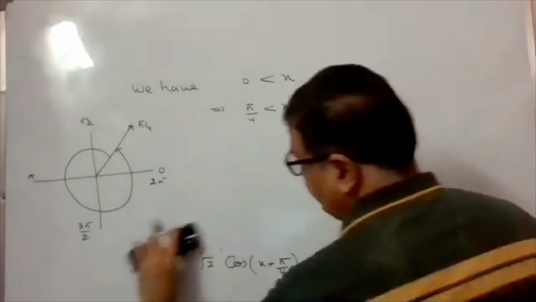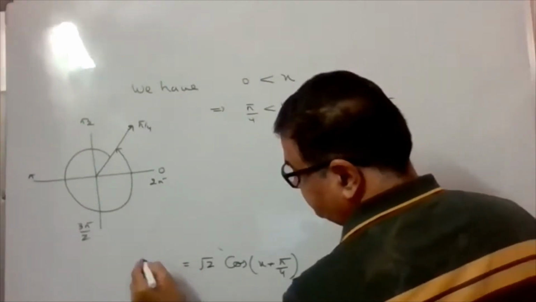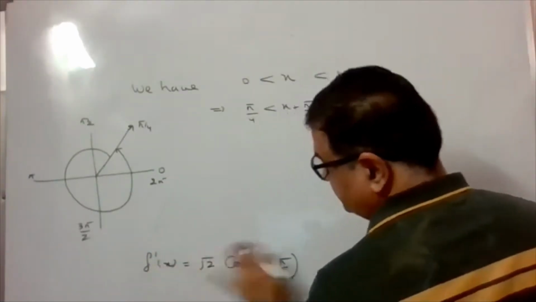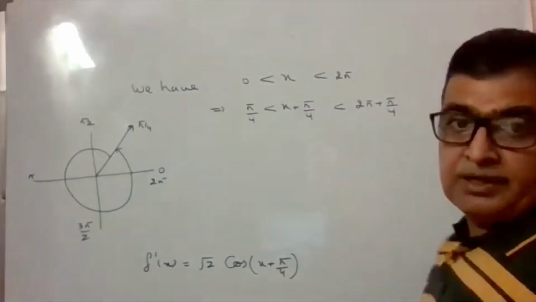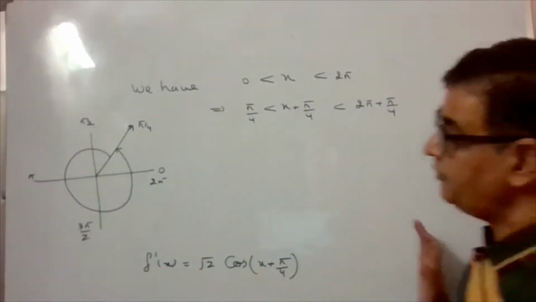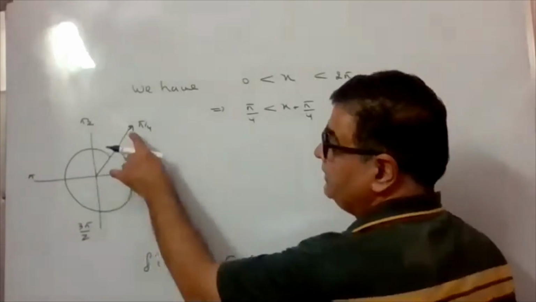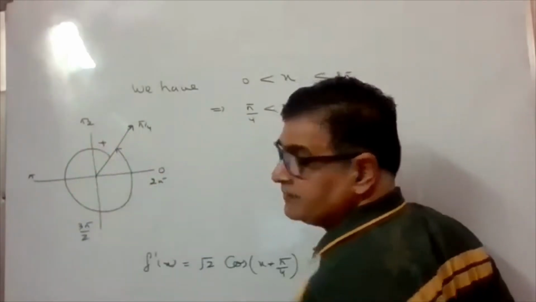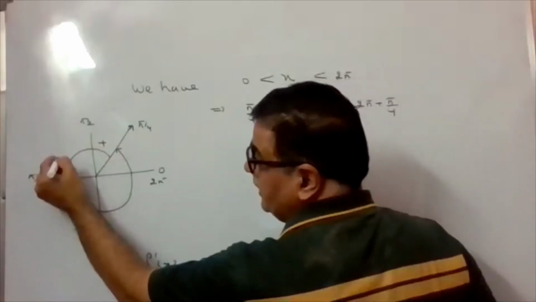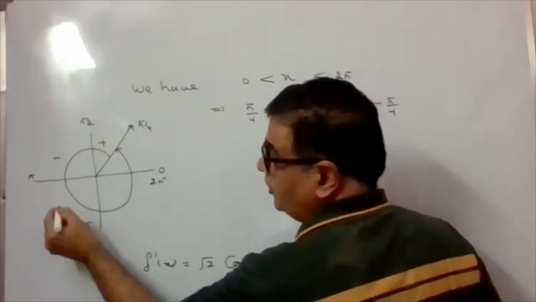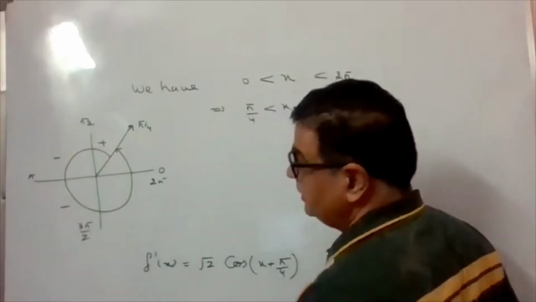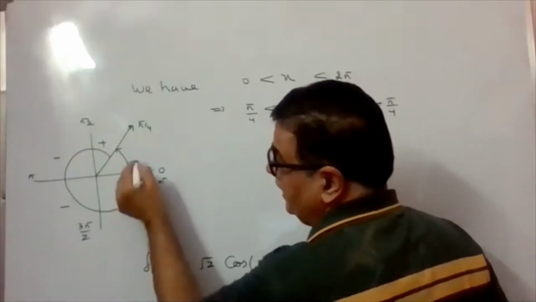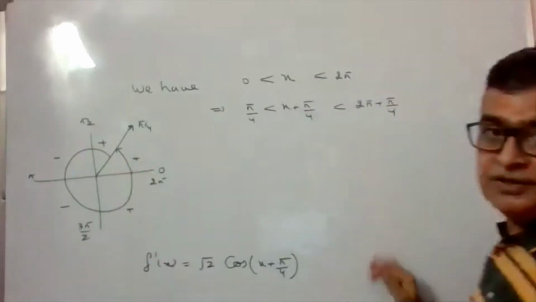This is our f dash x we have. And it is a cos function. If it is a cos function, where will cos be positive? Always we start with pi by 4. So if we start from here, this part is positive. Cos will be negative in this part. Cos will be negative in this part. Cos will be positive in this part, and cos will be positive in this part.